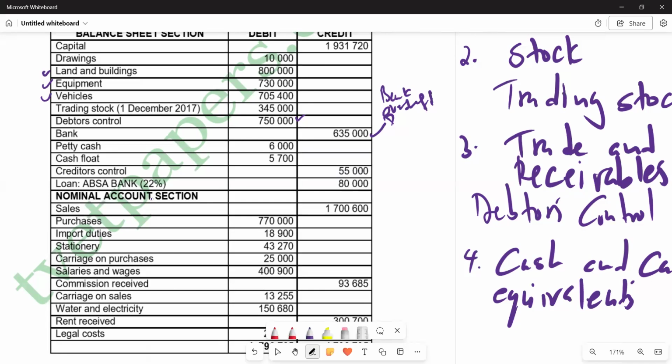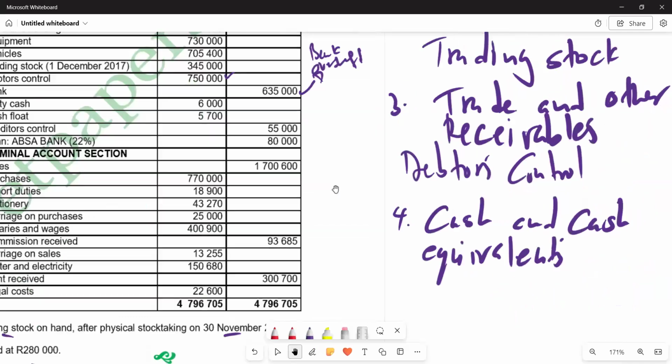So cash and cash equivalents, we have got petty cash 6,000, which are on the debit side, and also we have cash float 5,700. So those are the two components of cash and cash equivalents. But if bank was on the debit side, we're also going to include it, but it's on the credit, so it's already out. It's going to be under the current liabilities. So we have petty cash 6,000, cash float 5,700. So let's just go there and put those.